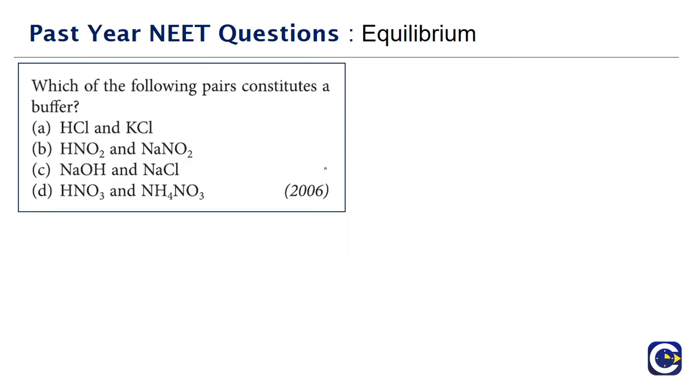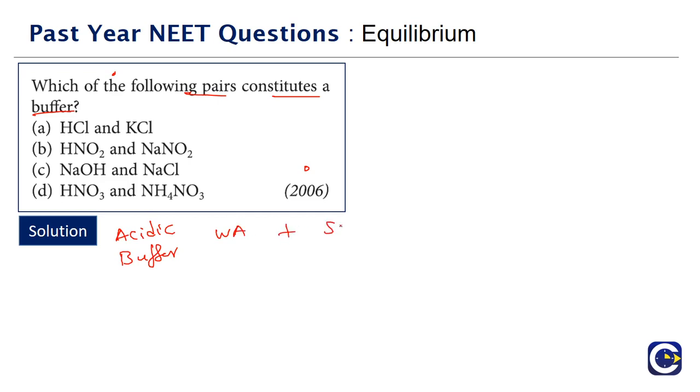Next we have a straight question on the composition of buffer. This is the question that has come in the year 2006. Which of the following pairs constitutes a buffer? Generally when we talk about buffer, what are the types of buffers we have? We have acidic buffer. What is an acidic buffer? A weak acid plus salt. What is the salt? Salt of the weak acid with a strong base.